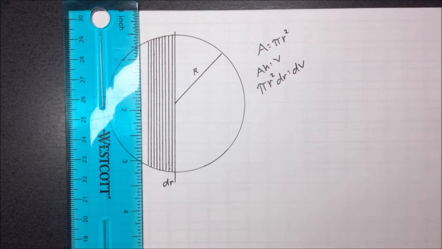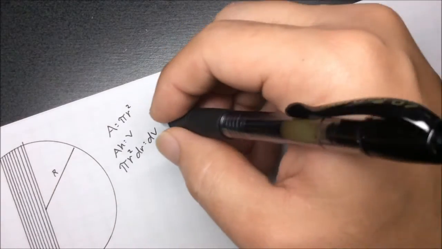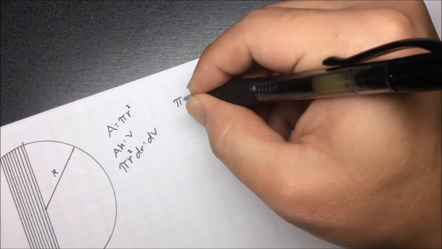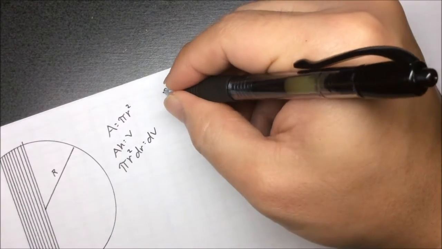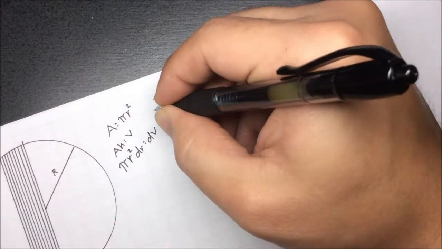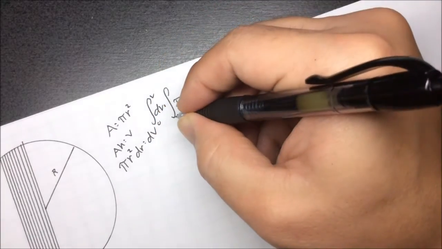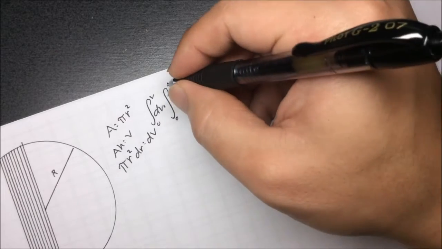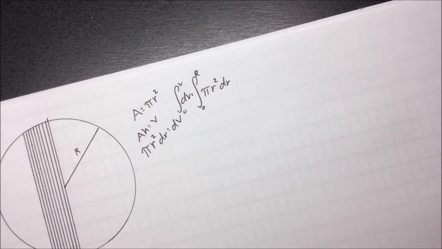So if we did this, hopefully it works out. I'm just going to do a quick setup up here. We've got pi r squared dr, which is equal to dv, and we're going to add all those pieces together to get the full volume. Let's go from halfway, so we might have to double this later on. So from 0 to the full radius, and let's just see what we get, if we get anything.